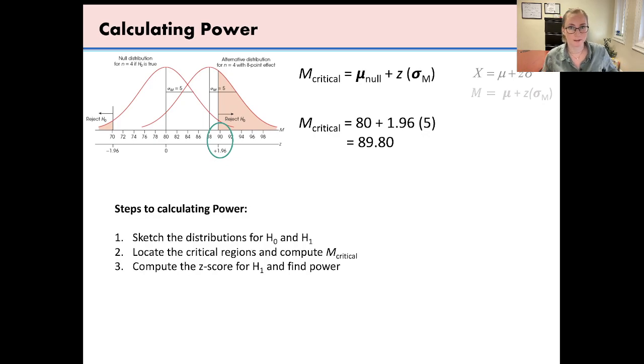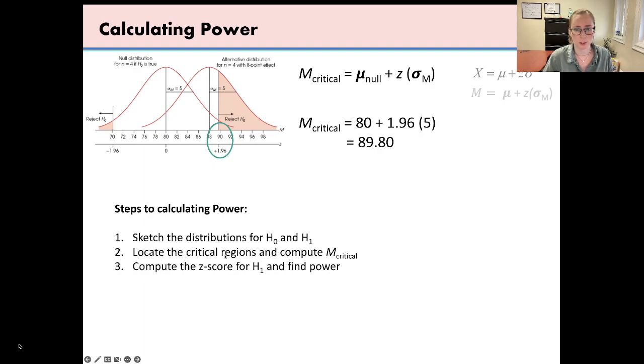So in order to calculate the power, sketch out these two distributions. Now we're not just doing one distribution anymore. You have your null hypothesis distribution, and then you shift according to your alternative hypothesis in the direction that you think is happening, with the expected amount of effect, an 8-point difference. So it's going to be the distribution for your alternative hypothesis.